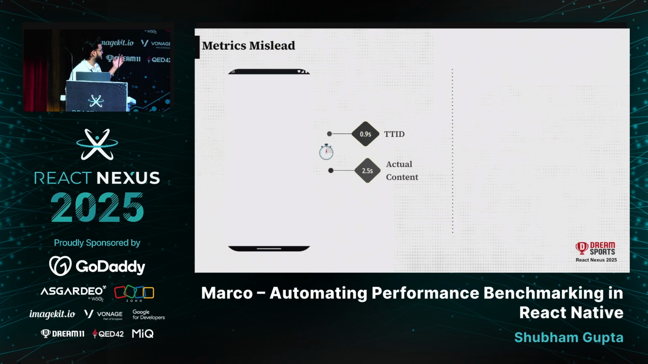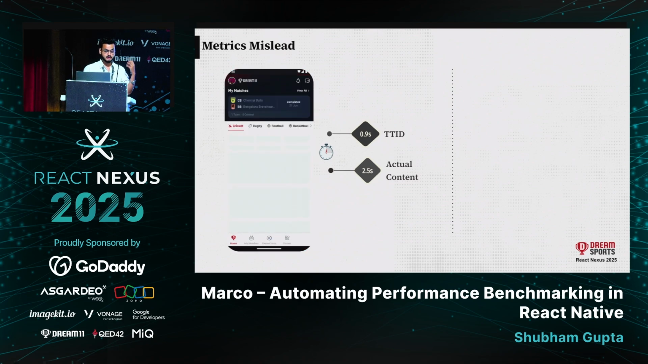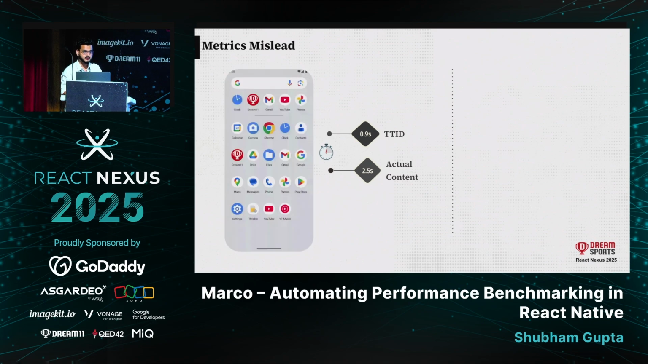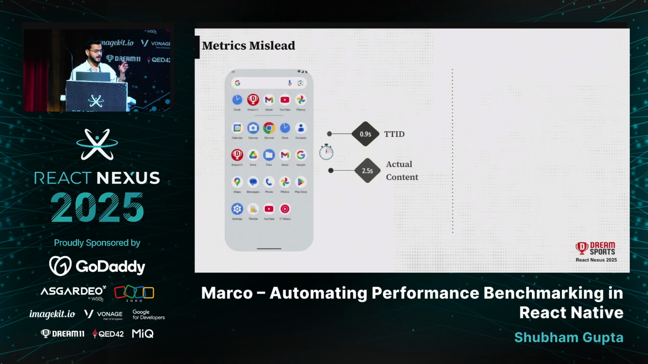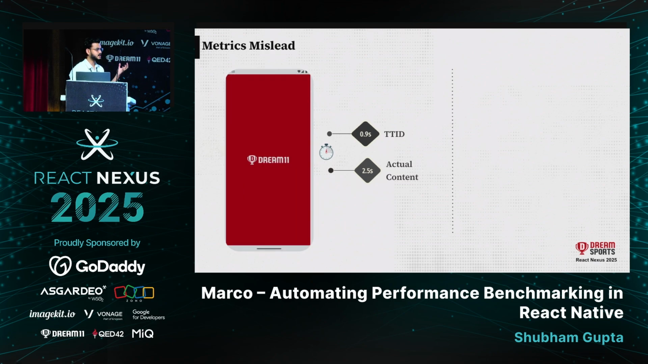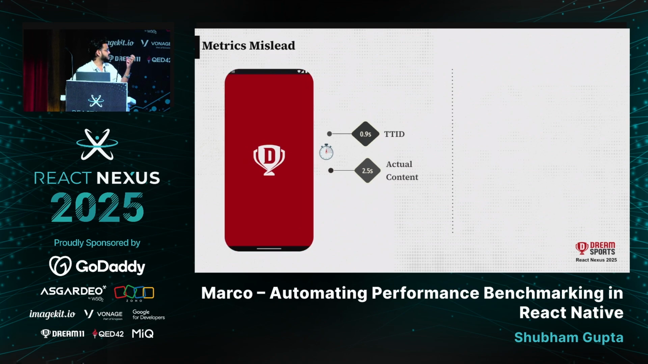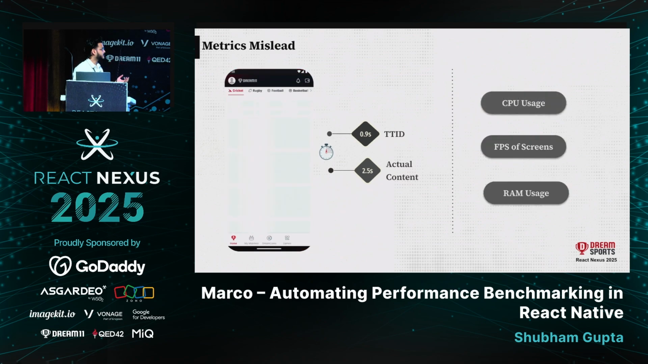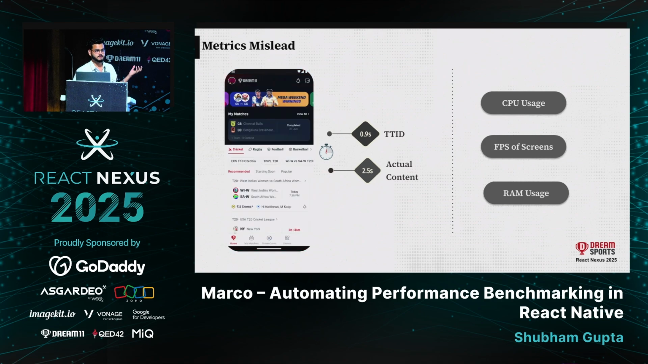In the Dream 11 context, let's say the match card is the important thing for us to make our app actually usable for the user. And you can see a clear difference: TTID is marked at 0.9 seconds and the actual content is drawn at 2.5 seconds. So there is a very big difference. TTID is not going to be a go-to metric to see when the meaningful content is painted on the screen. Apart from these, we also get some low-level metrics like CPU usage, RAM usage and also FPS of the screen.